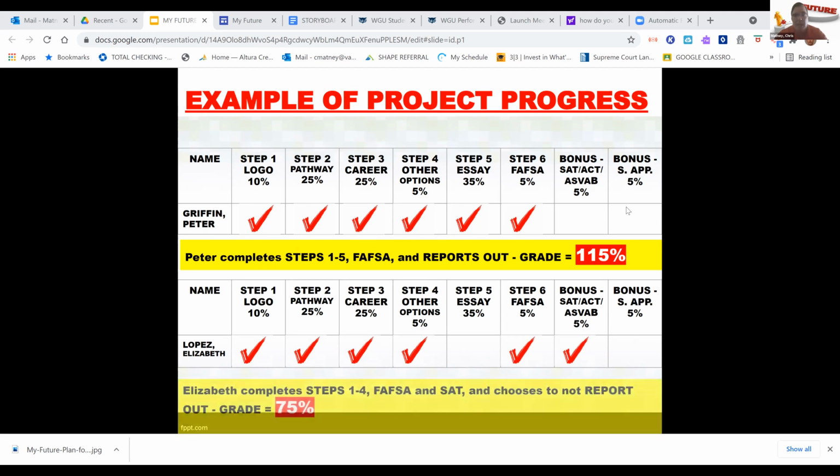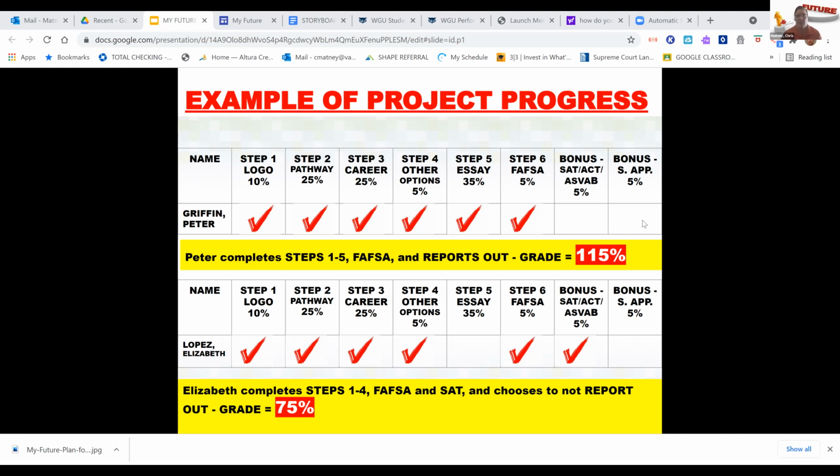Okay. And basically what happened is she did 1 through 4, FAFSA and SAT. She chooses to not report out. She's just like, I'm just not going in front of class. Okay. She got 75%, you guys. That's what she's going to get. That's what's going to go in Aries.